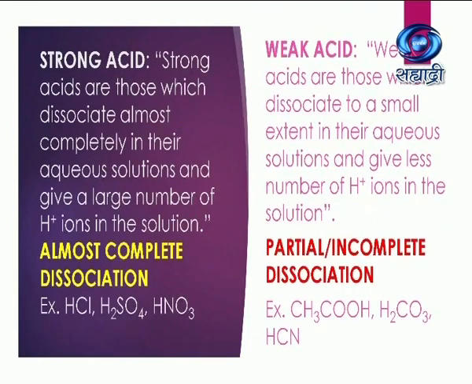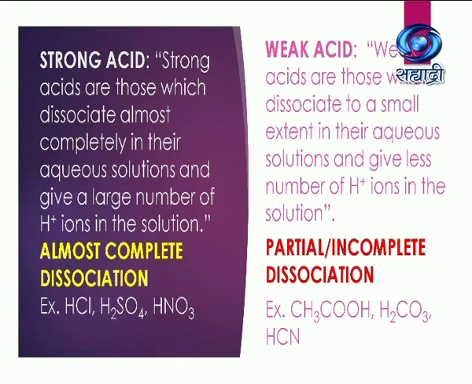Now, strong acids are those which dissociate almost completely in their aqueous solutions and give a large number of H plus ions in the solution. So, almost complete dissociation. Here are examples of strong acids: HCl, hydrochloric acid, H2SO4, sulfuric acid, HNO3, nitric acid. Whenever dissolved in water, these acids dissociate almost completely, producing a large number of H plus ions, so they are called strong acids.